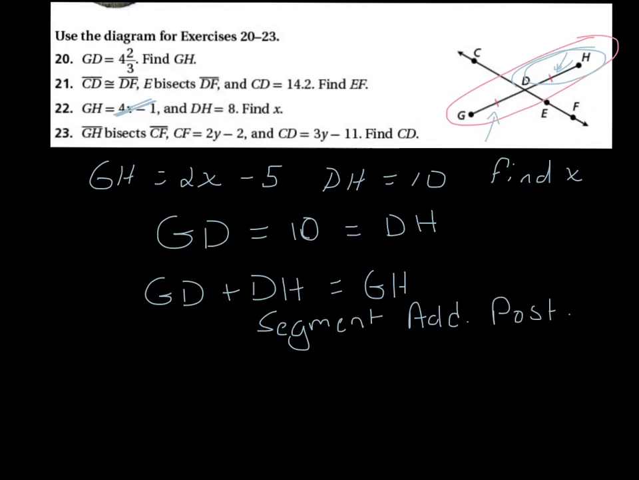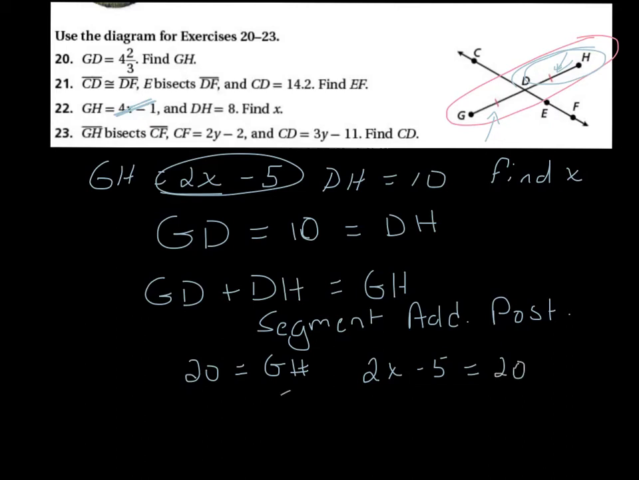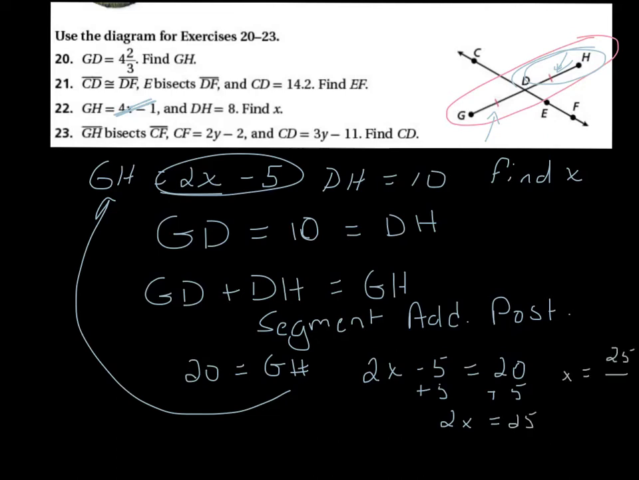So now you have that 10 plus 10 equals 20. So you get that GH equals 20. Now if GH equals 20 and you already know that 2x minus 5 equals 20, then you can solve for that. You have that 2x minus 5 equals 20 because GH equals GH, right? So GH right there. And you add 5 on both sides. And you get that 2x equals 25. And you divide by 2 and you get that x equals 25 over 2. And that's problem number 22.